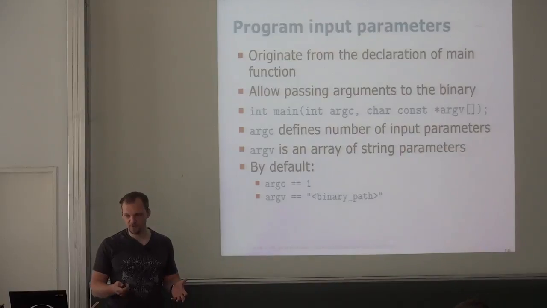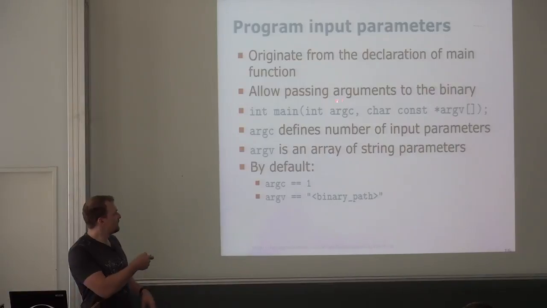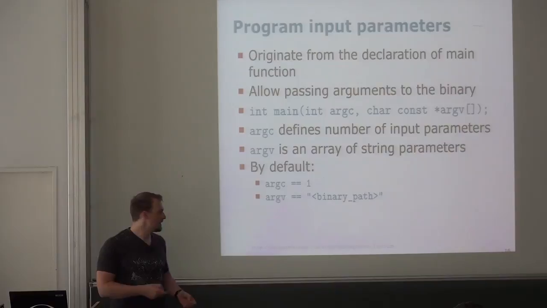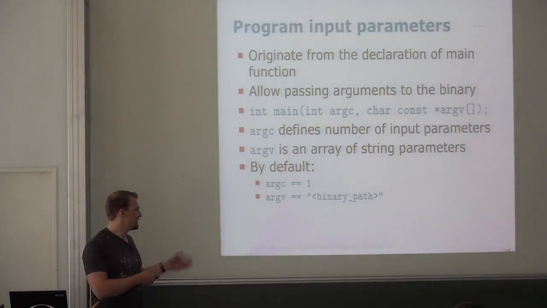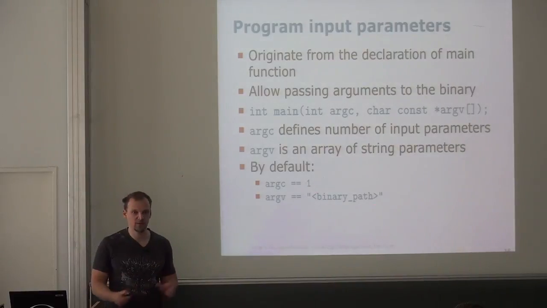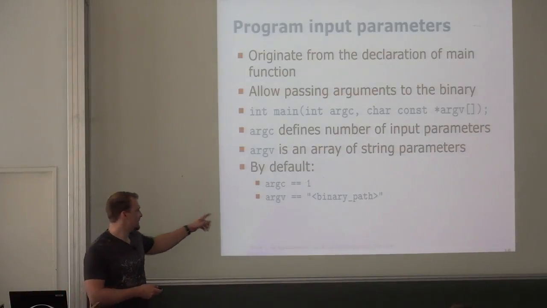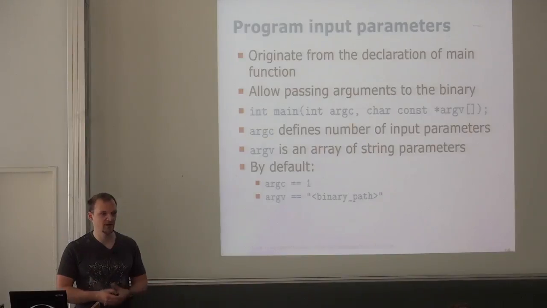By default, if you just run your program and you have your main function without these parameters, the default values will be used. The argument count is 1, and the argument value is the path to your binary. It will be populated automatically for you, and it will always be there. So the first argument will always be like that, and it will always be the path to the binary that you are actually running right now.